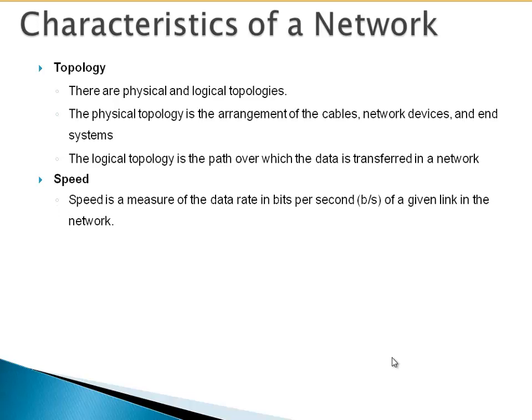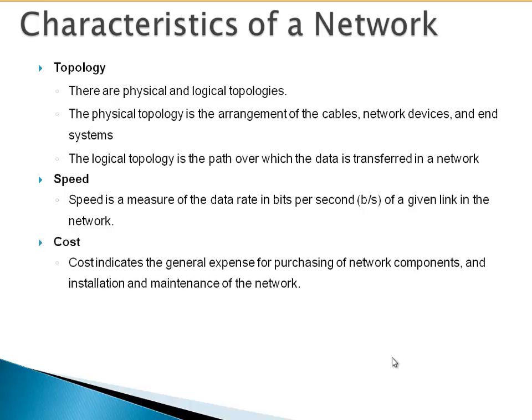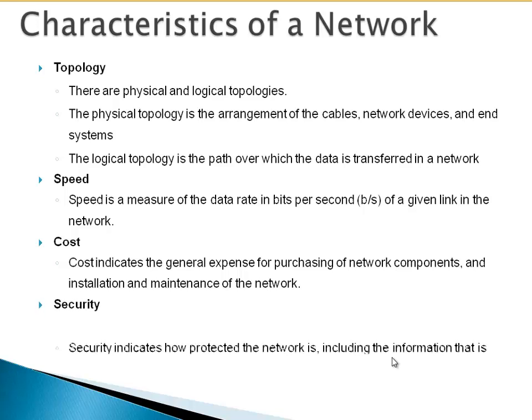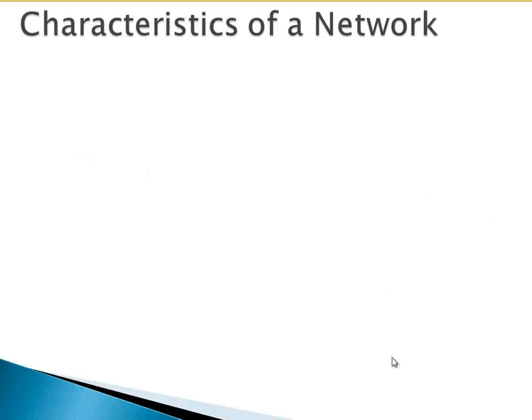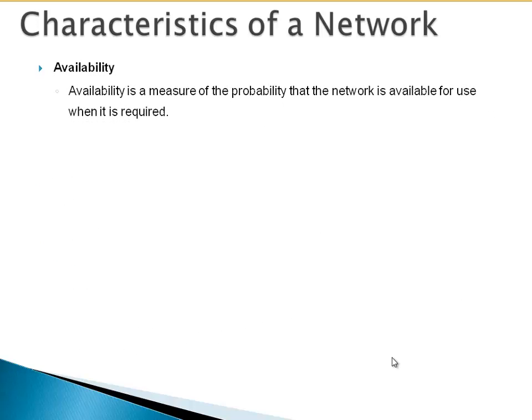Then we look at speed. Speed is a great characteristic. Speed is a measure of the data rate in bits per second of a given link in a network. Cost. Cost indicates the general expense for purchasing network components and the installation and maintenance of the network. Then security. Security indicates how protected the network is, including the information that is transmitted over the network. Then another characteristic is availability. Availability is a measure of the probability that a network is available for use when it's required.